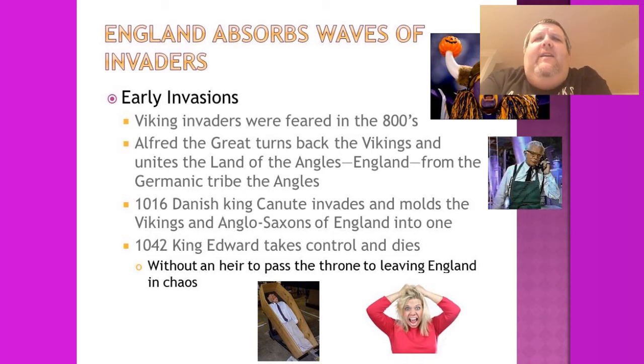He gets rid of the Vikings, but some of their ways are going to stick around. And so around 1016, about 100 years later, we have a Danish king, and he invades, and he takes the ways of the Vikings and the ways of the Anglo-Saxons and mixes them into one, and this is kind of the birth of England here. About 30 years after that, 1042, we have King Edward. He takes control and he dies. The problem is he dies before he leaves an heir to the throne.